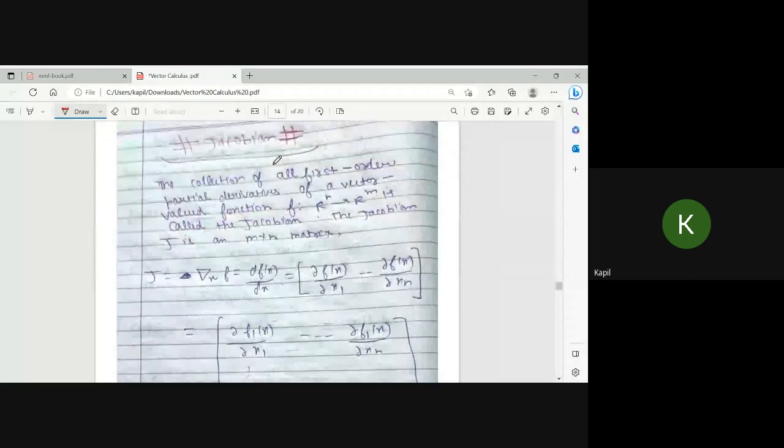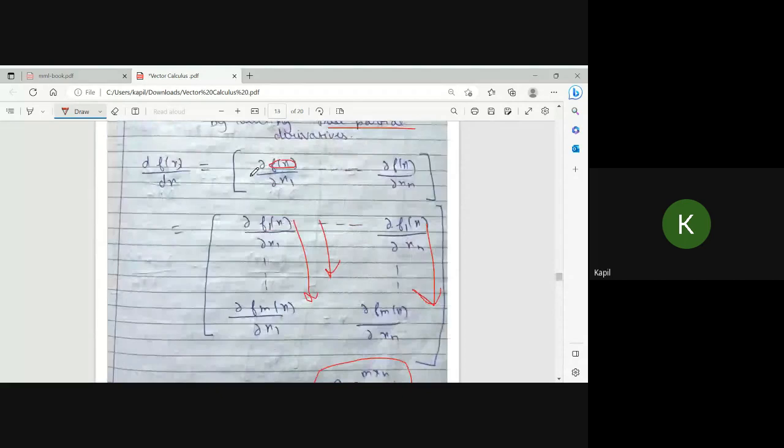The Jacobian is similar to a gradient, but it tells us the collection of all the first order partial derivatives of a vector valued function. That is called the Jacobian. So the Jacobian J is an m cross n matrix, as we have seen in the previous question. These are all the first order partial derivatives. So it is the Jacobian.